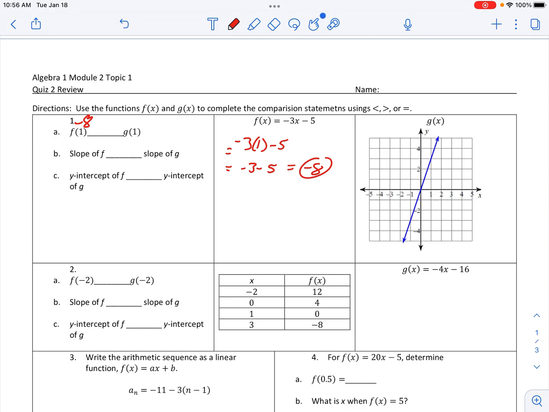Go to the x-axis at 1. Go find the graph, which is located right here. This is located at 1, 3, so the value of 3. -8 compared to 3, -8 is less than.